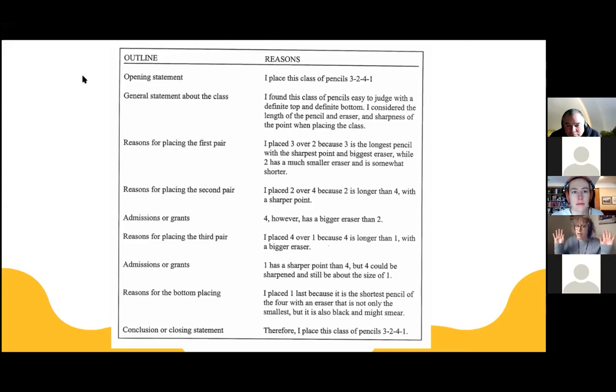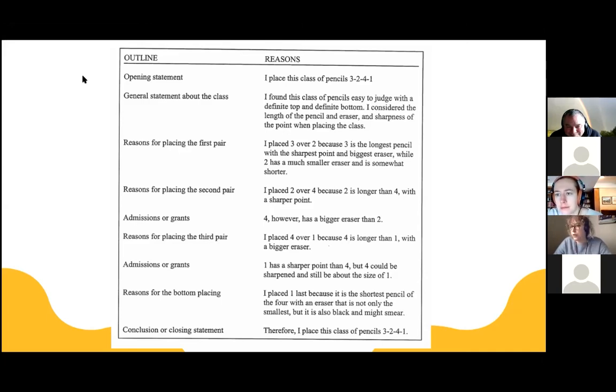Oh, and wait, now we have an admission or grant, because remember that middle pair was a little close. Pencil 4 wasn't the worst of the class, it did have a bigger eraser. So we can say that: pencil 4, however, has a bigger eraser than pencil number 2. So it's not all bad, and we can acknowledge that.